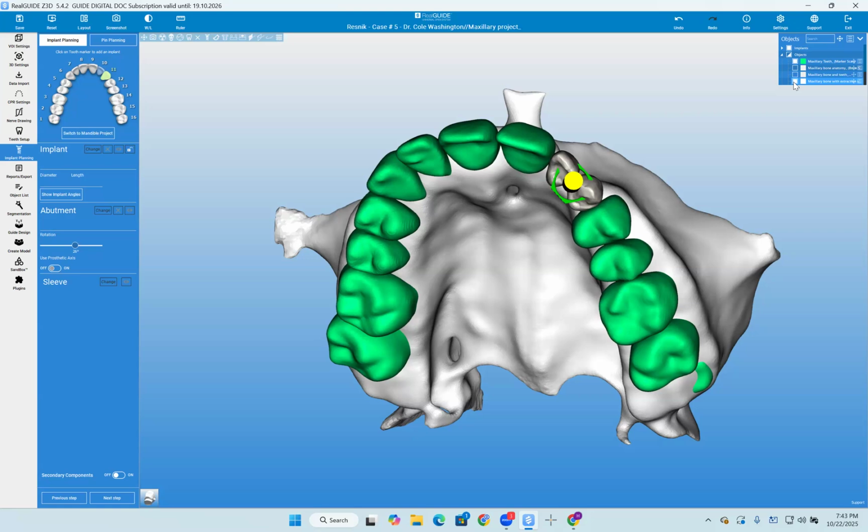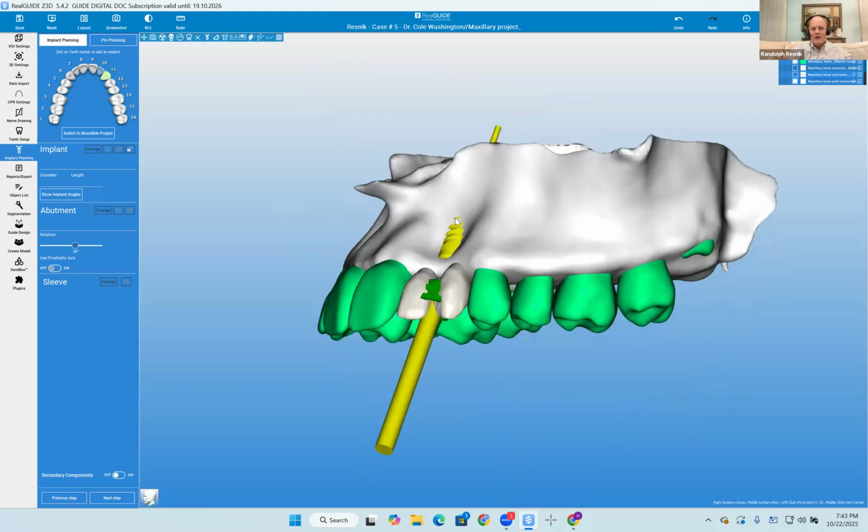One of the big issues that I've had with these GBRs like this is getting enough of a release to get a tension-free closure. How far would you extend the vertical release? Let's look at it from the buccal, the 3D.